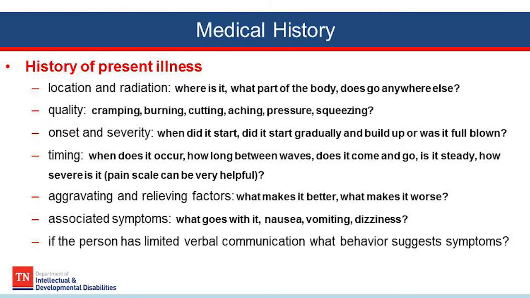When did it start? Did it come on suddenly and it was full-blown, or did it come on gradually and build up and then ease off and come back again? When does it come? Are there certain triggers? Are there any things you figured out or have observed and inferred, if the person can't describe that to you, that makes it better or makes it worse? Are there any other things that seem to go with it? Nausea or vomiting, or the person seems like they're dizzy.